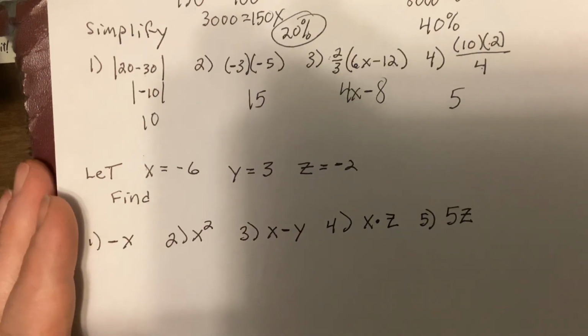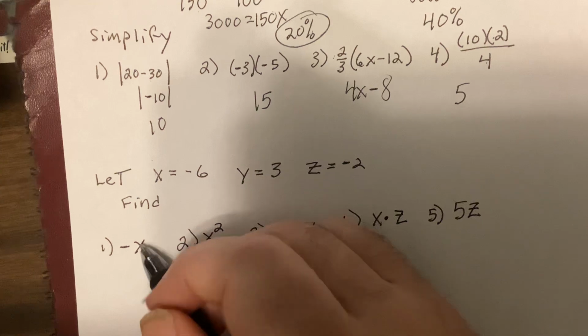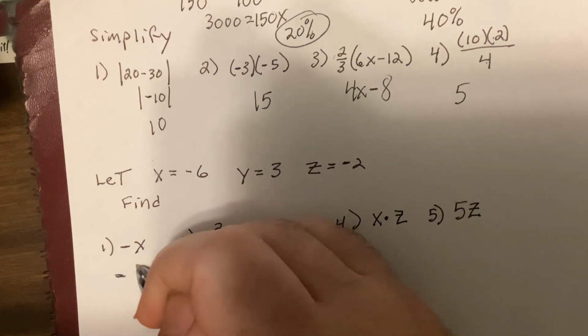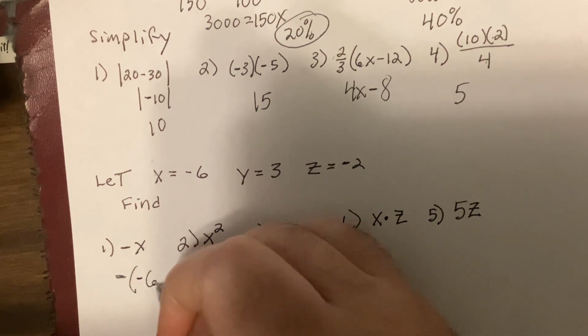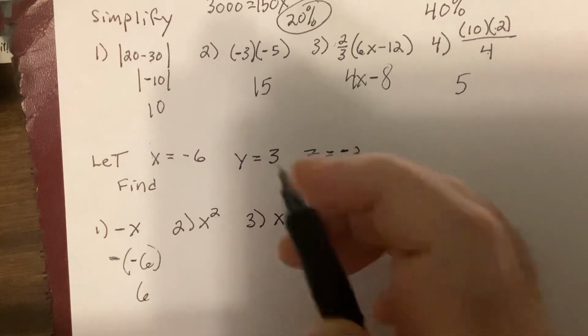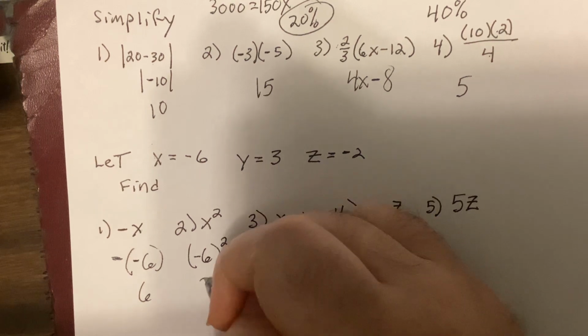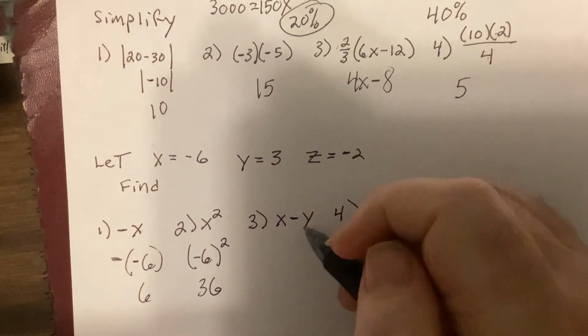Now we have evaluation. Go ahead and see if you can do this section by yourself. Freeze the video and then turn me back on. So whenever you replace a variable, you're always supposed to use parentheses. So the opposite of negative 6 is 6. So negative 6 squared would be 36.